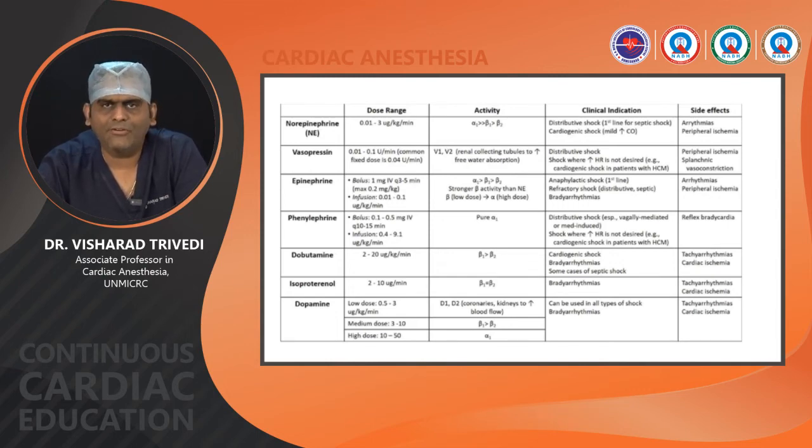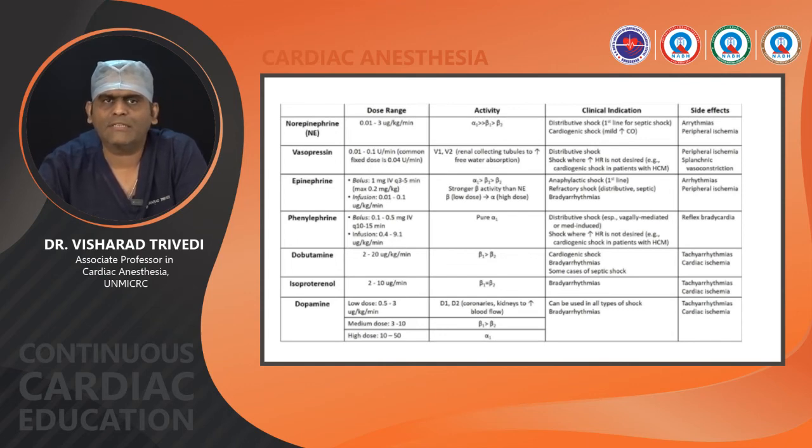Dobutamine is used mainly in cardiogenic shock, with low cardiac contractility and high SVR. So you can use dobutamine. Mainly used in post-operative cases. Side effects are tachyarrhythmias and cardiac ischemia because of increased chronotropic action. Isoprenaline is not used mostly as an inotropic agent, used as a chronotropic agent in bradyarrhythmias. However, the side effects are tachyarrhythmias and cardiac ischemia.